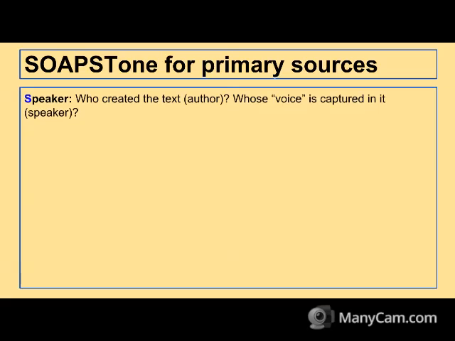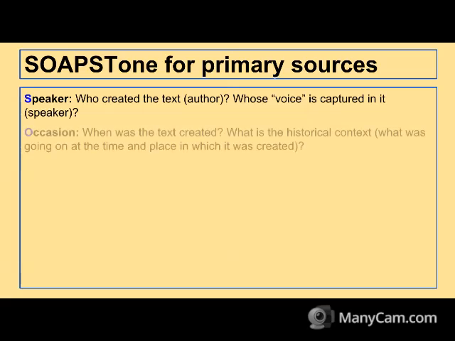The S in SOAPSTone stands for speaker, and you may encounter two speakers in your historical analysis. One is the author, the person who actually created the text. The other, the person whose voice is captured in the text, is the speaker. We may be hearing the author's voice directly, but we may also hear the voice of a character in a play or in a novel created by the author, who is the speaker in the text.